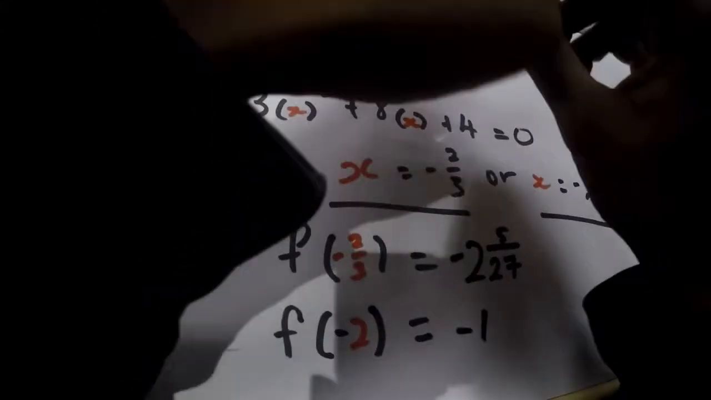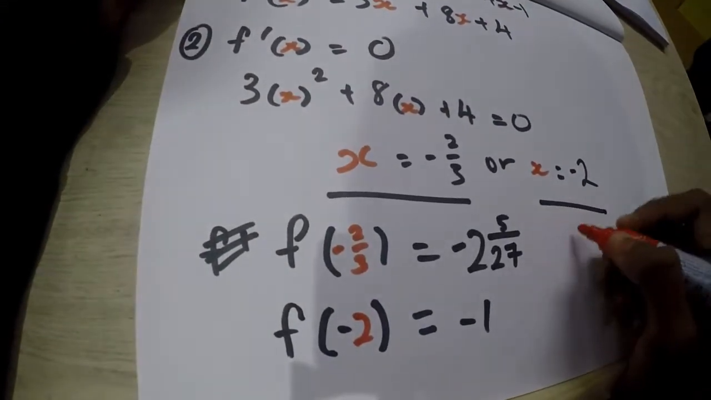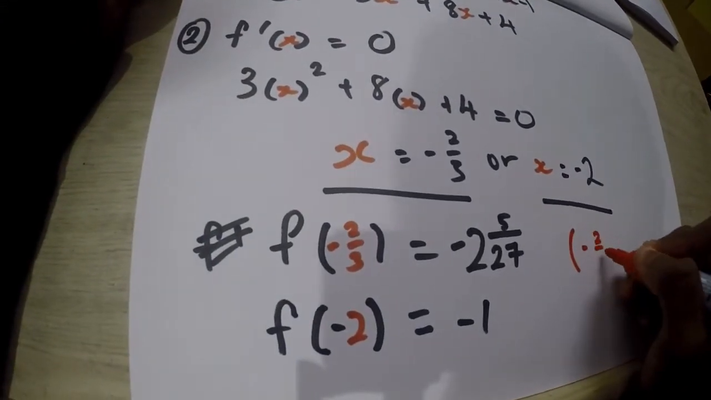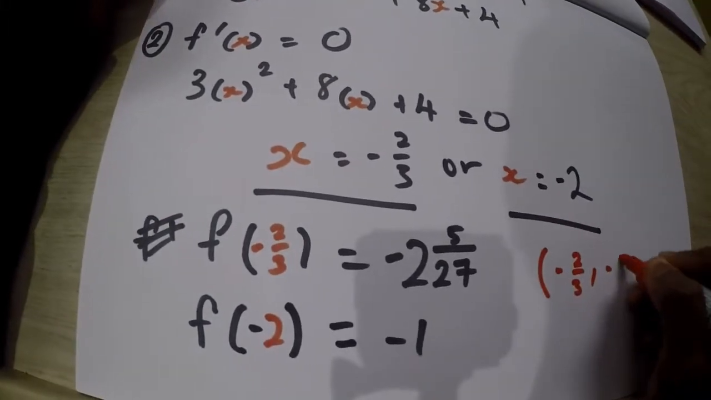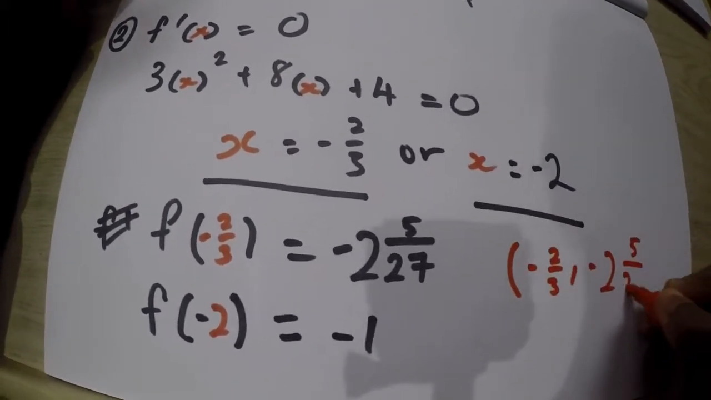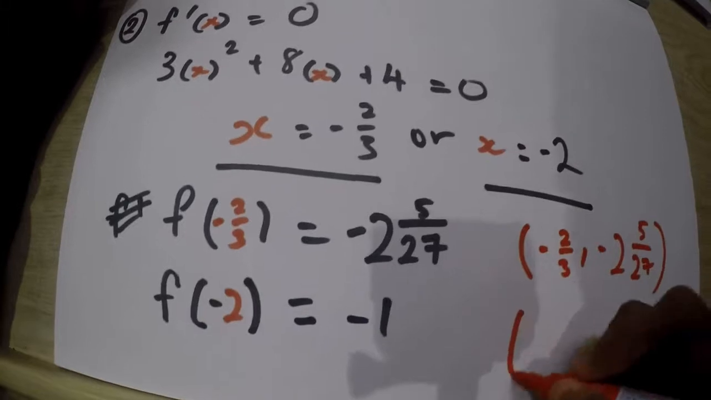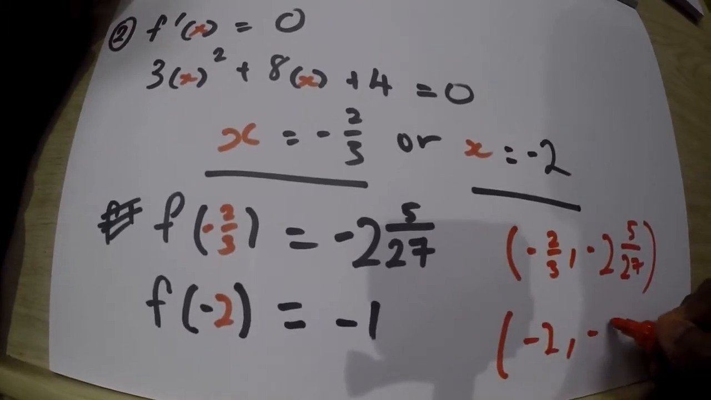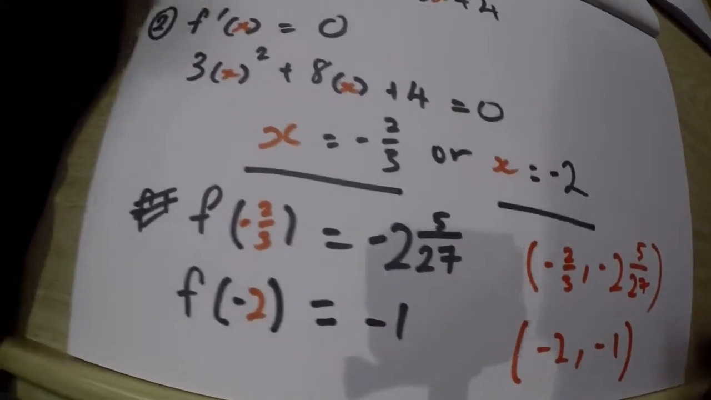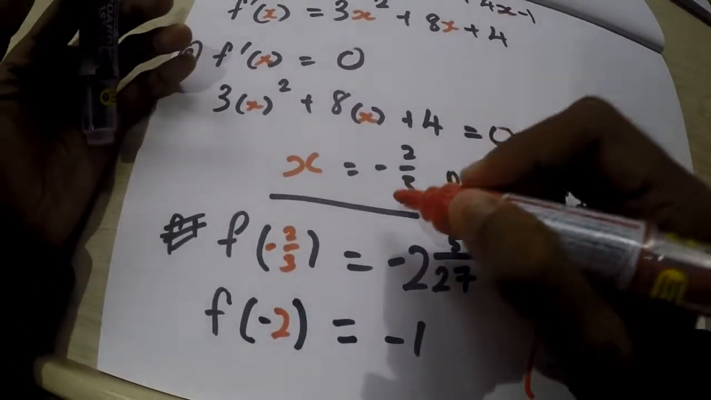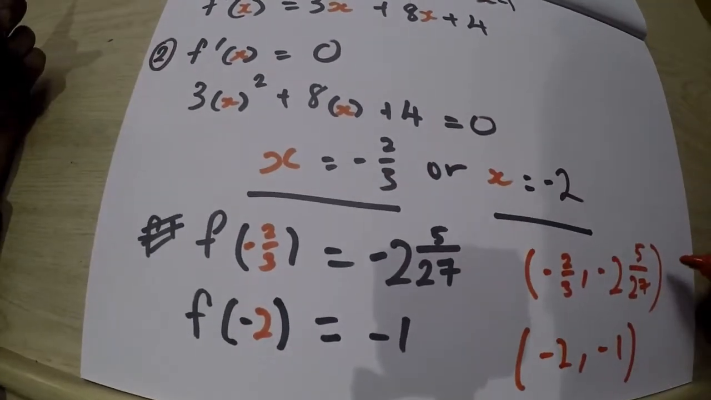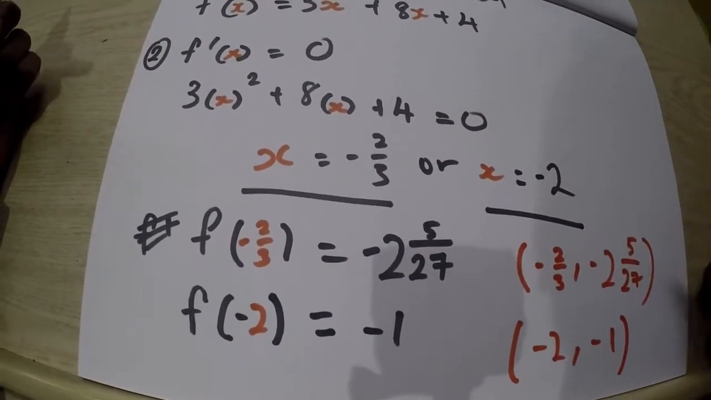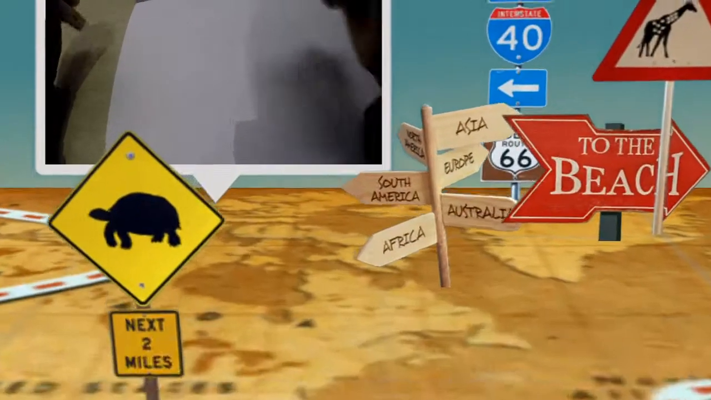So now we have got our critical points, which are -2 over 3, 5 over 27, and -2, -1. So we have found our critical values, which are here, and the critical points. We have two critical points. Next, we shall go to our third step, plotting the graph.